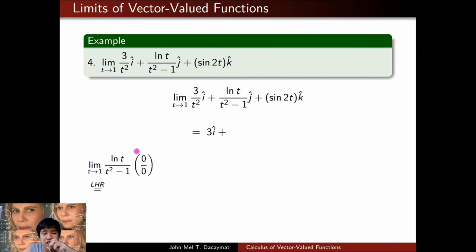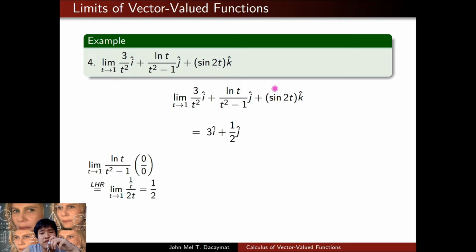Again, kunin natin yung derivative ng numerator and your denominator. Do not apply quotient rule, no? Yung derivative ng taas, yung ln t, ay 1 over t. Yung baba, magiging 2t. So, I think it's very easy now to plug in 1. Wala na tayong magiging problema. If you do, you'll get 1/2. So, 1/2 is the second component of your limit.